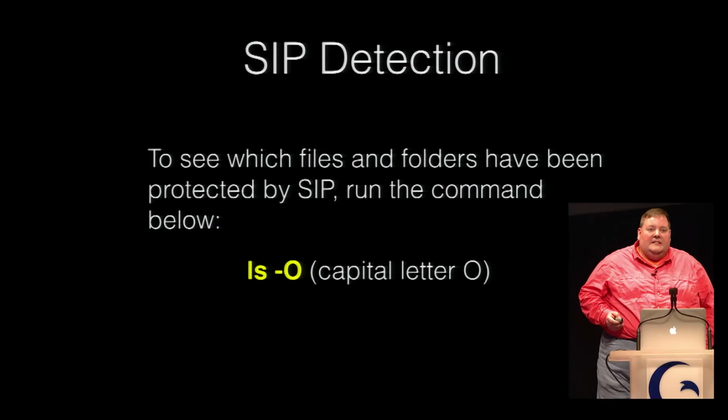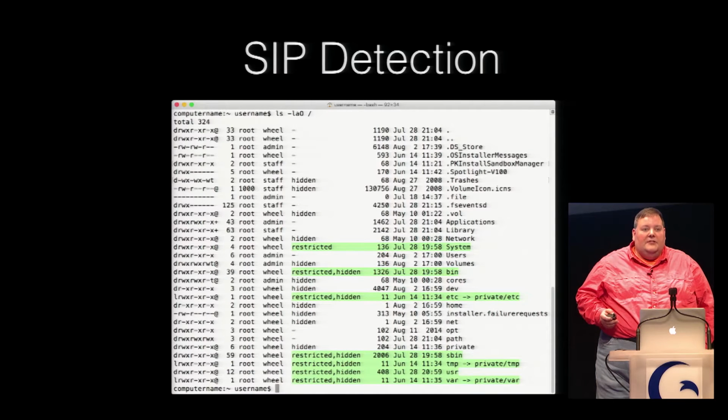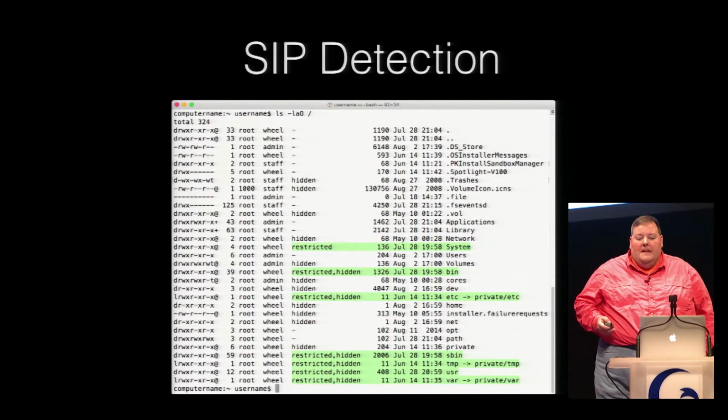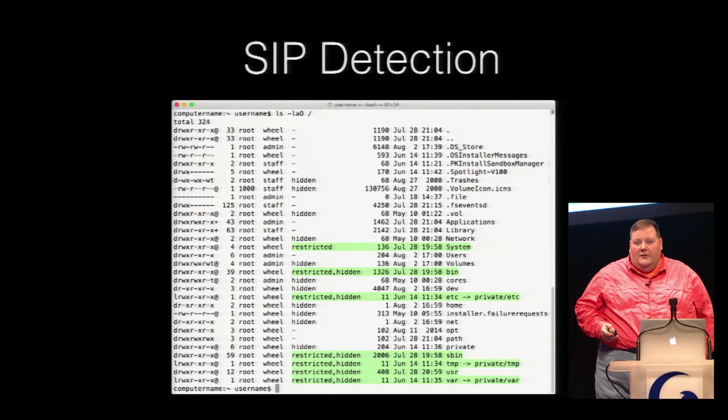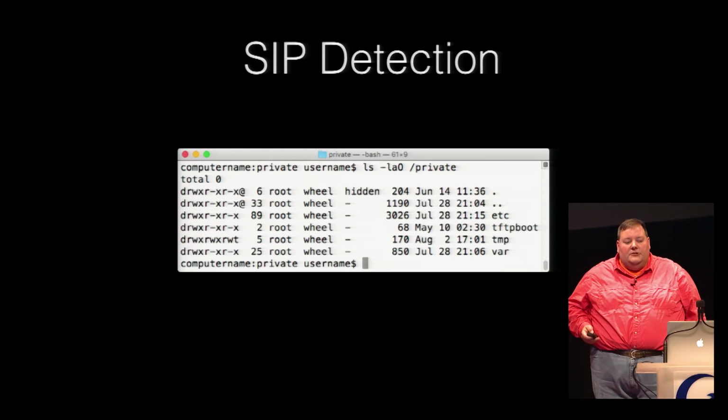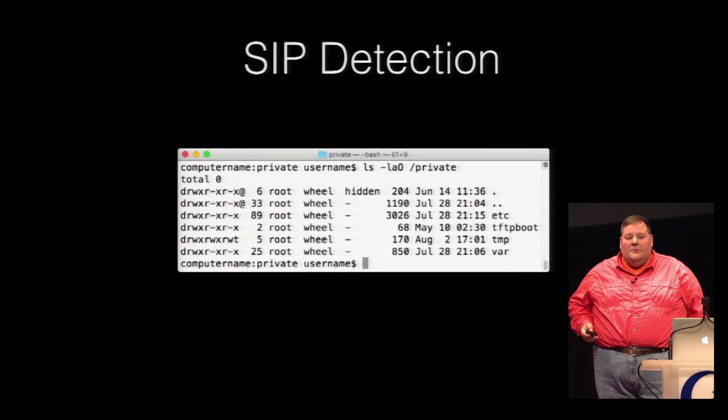Now, to see which files have been protected by SIP, use the ls command with -O. SIP protected files will be labeled as restricted. So for example, here are the SIP protected directories and symlinks available at the root level of the boot drive. Now, one important thing to know is that even if a symlink is protected by SIP, that does not necessarily mean that the directory it's linking to is being protected by SIP. So at the root level, there are several SIP protected symlinks pointing to directories stored inside the root level directory named private. However, if we look inside that directory named private, the directories which those symlinks point to are not protected by SIP, and both they and their contents can be moved, edited, or changed by processes using root privileges.